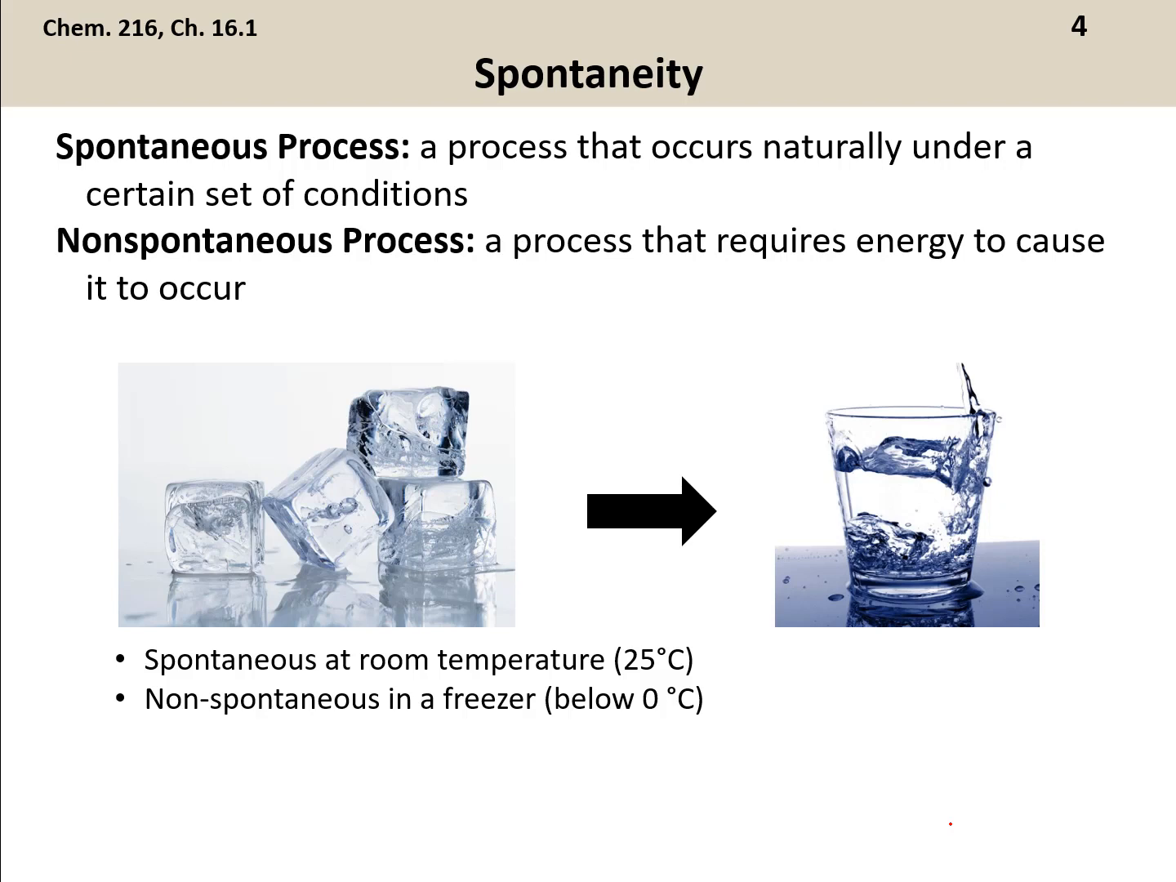For instance, think about this. If I have ice cubes and they go from solid to liquid, this is spontaneous at room temperature. If I had ice right here, it would melt. But it's not spontaneous in a freezer. Ice isn't going to melt if I put it in a freezer. So under one set of conditions, 25 degrees Celsius, it's spontaneous. At another set of conditions, it's not spontaneous.